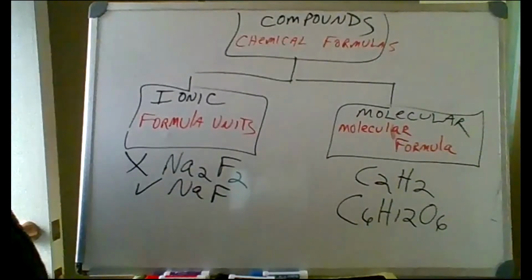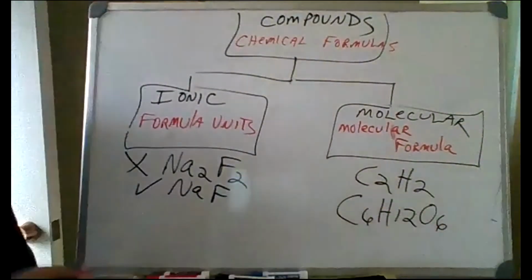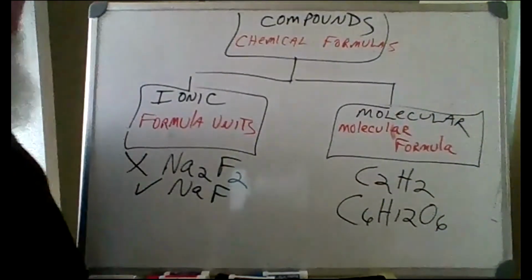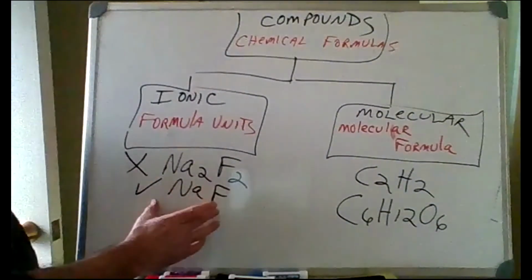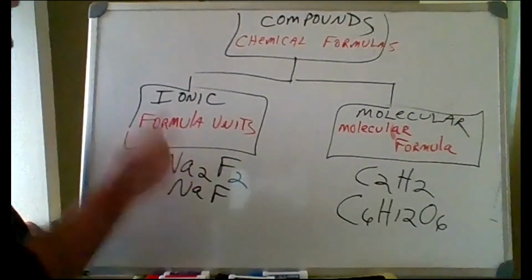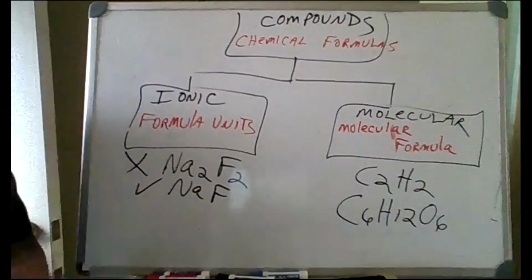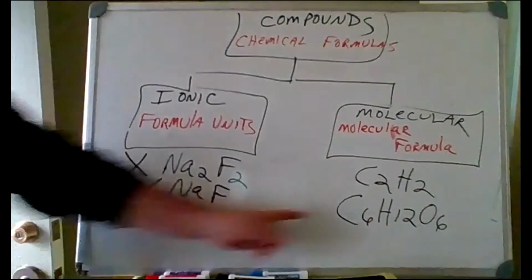Why is it okay to have a common factor here? Because it's not a ratio, like it is over here. In a formula unit, it's the ratio between the number of cations compared to the number of anions. You want the smallest whole number ratio, whereas that's not the case here.